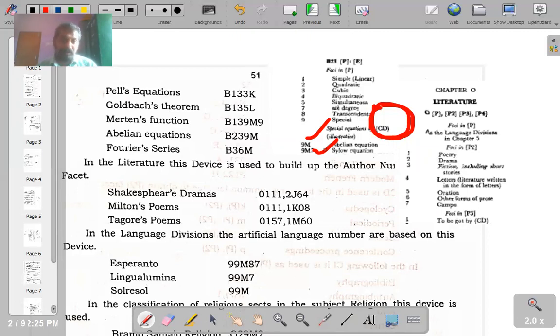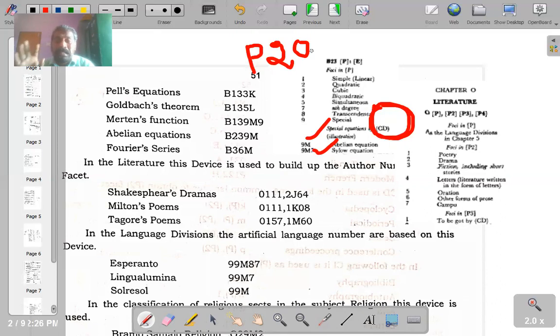Suppose I am inventing a new equation, Ramaswamy's equation. How to give a number is very simple. B23, 9, then P20. What is P20? P stands for the 21st century, and 20 stands for the year 20. So 2020 is represented as P20. So what is the number for Ramaswamy's equation? B23, 9, P20, because this is an equation invented by Ramaswamy in 2020.